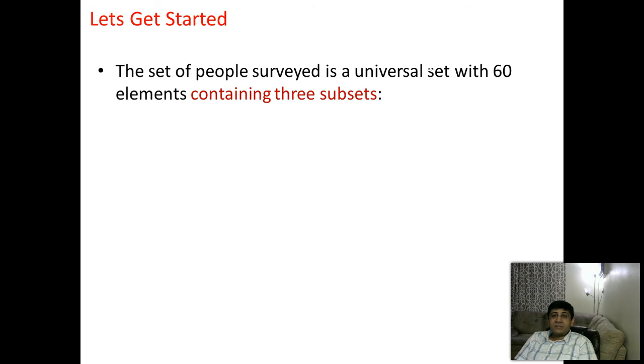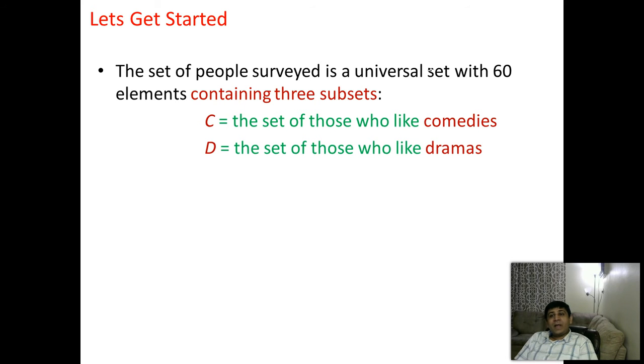Our universal set will have 60 members in it. Since we surveyed 60 people, that's our universal set here, and it will contain three subsets. So we know how our Venn diagram will look. We will have a rectangle, and then we will have three subsets in there. One set will be the set of people who like comedies, the next one will be the set of people who like dramas, and the third one will be the set of people who like science fiction.